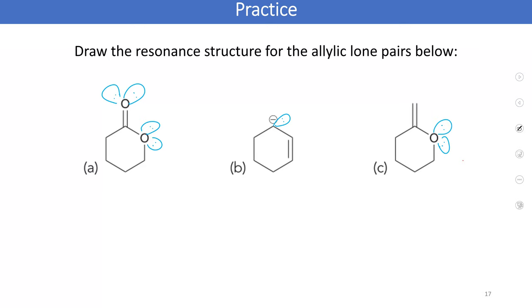All right, let's look at B first. B is a little bit easier. In B, we've got one lone pair, wasn't explicitly drawn, but we have a carbon with a negative charge. Carbon with a negative charge means that one of its bonds is actually a lone pair instead. So if you have a lone pair and a pi bond, your arrows look something like that. We have a pi bond there, and a negative charge shifted down.